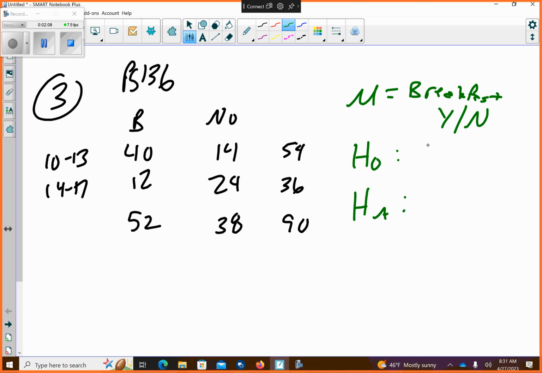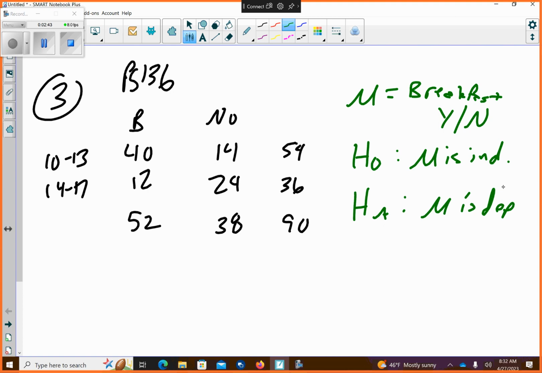Our null is independent and our alternative is dependent. Okay, so that's different than our nulls have been, but that's basically the long and the short of it. So I've got to make sure I do that right. Write this down. Okay, that worked.